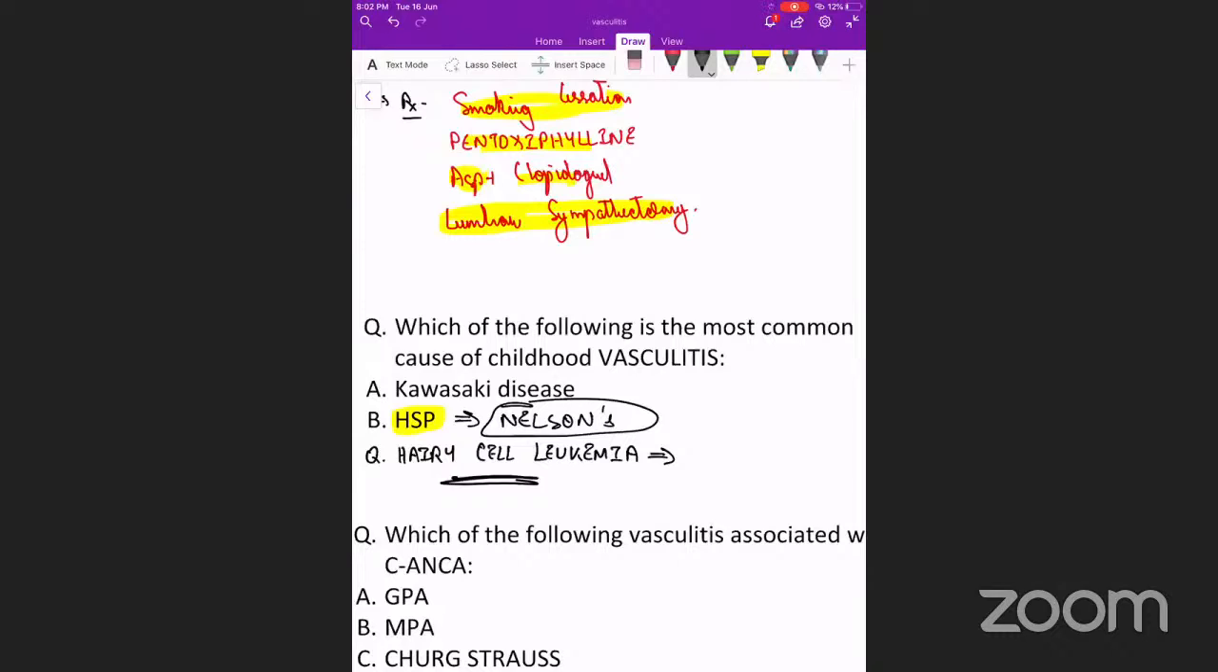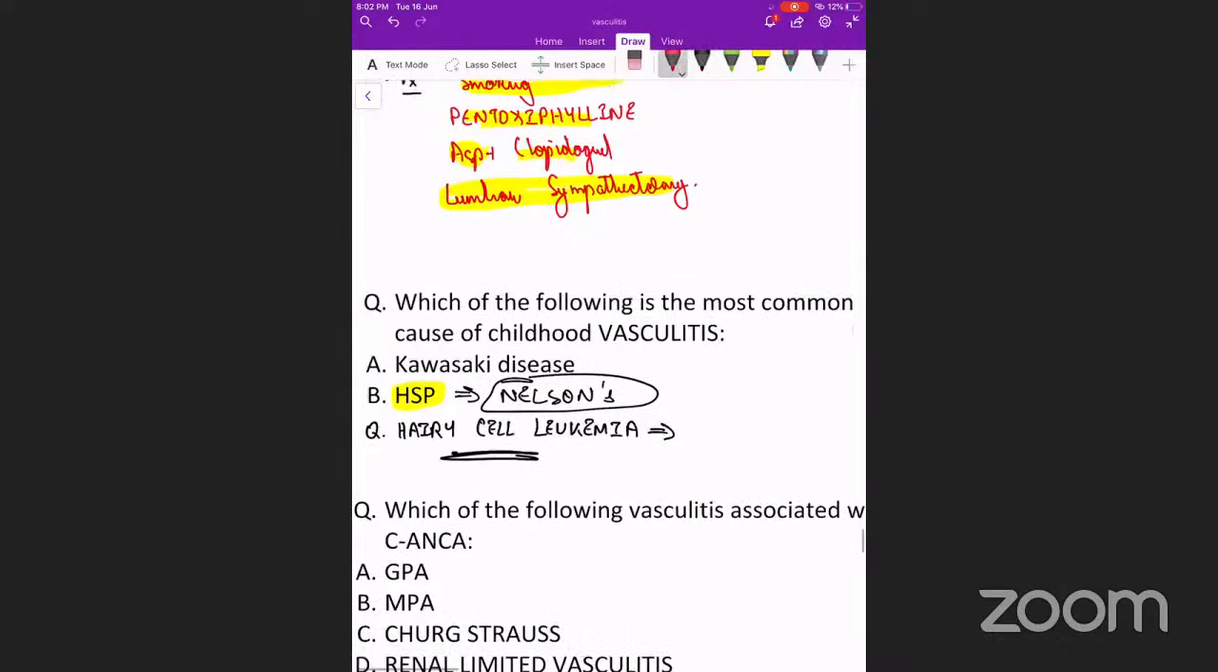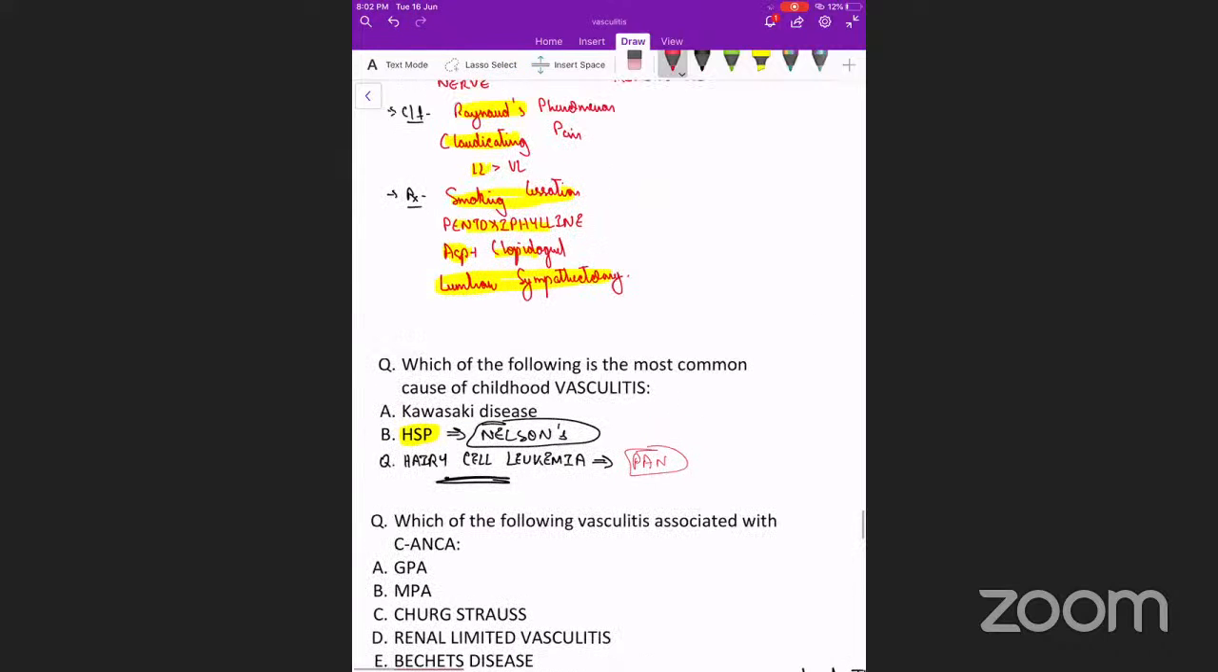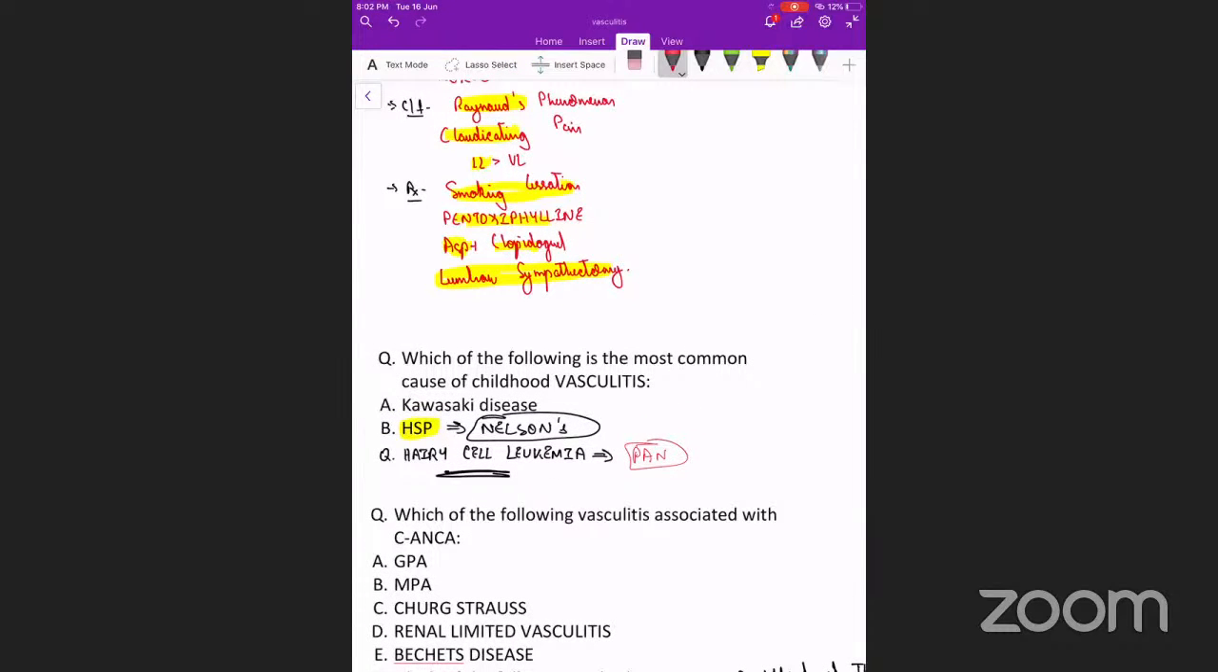Hairy cell leukemia. Anyone else? Few tells, OnePlus tells cryo, Pooja and Spurti tells it is PAN. Yes, Pooja and Spurti, very good. It is polyarthritis nodosa. Okay. So this one, more than one can be correct, PGI type.